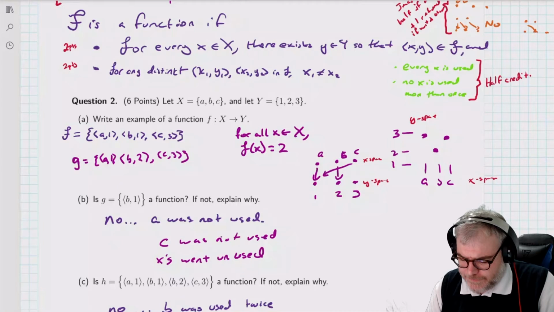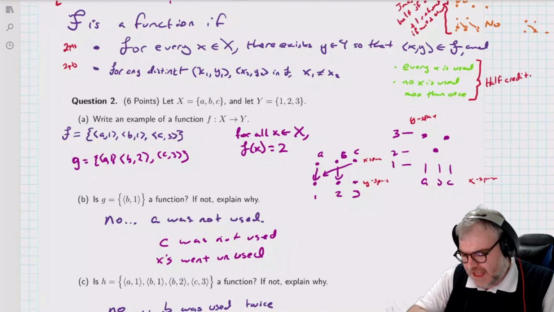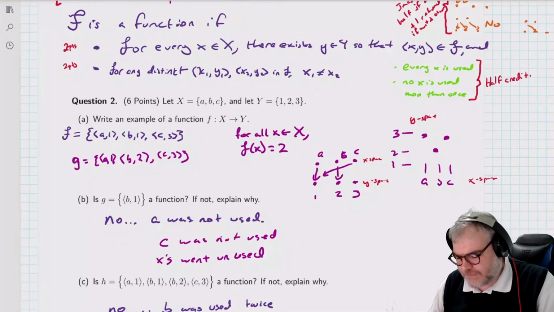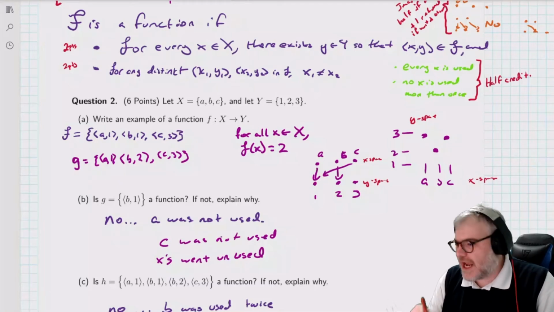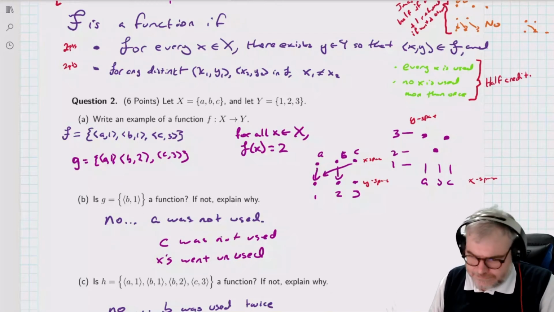Is g equals b1 a function? Explain. If not, explain why not. No, a was not used. No, c was not used. X's went unused. Not every x was used. There aren't enough things. Well, you can't really say that.